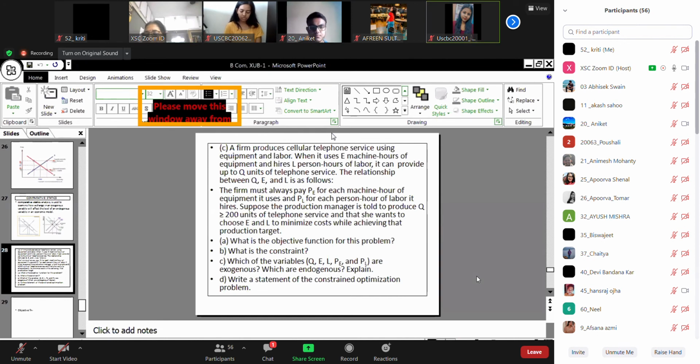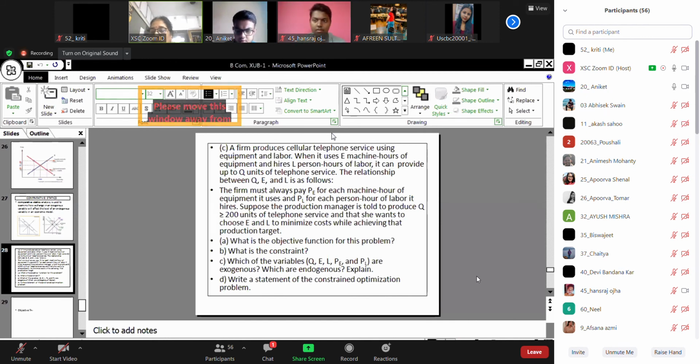So for hiring machine and labor, that means he wants to minimize the cost, means he wants to pay less to machine and labor. What will be the cost function then? How much does he have to pay for the machine? No. Suppose the price of labor is 5 rupees. Aniket, I am asking you, the price of labor, the wage rate, is 5 rupees. I am hiring 20 units of labor. How much do I have to pay?